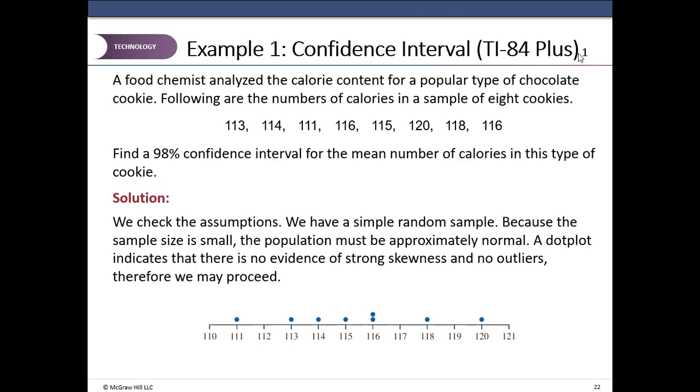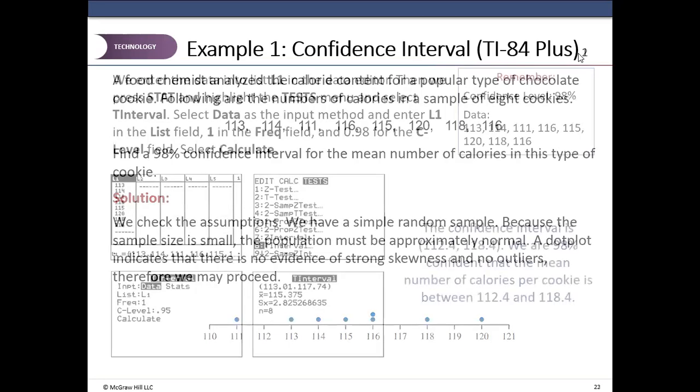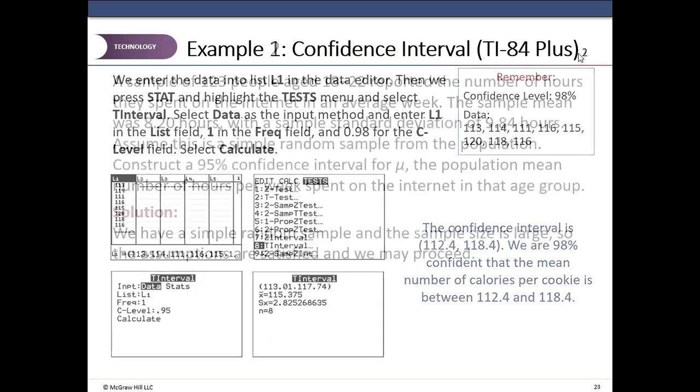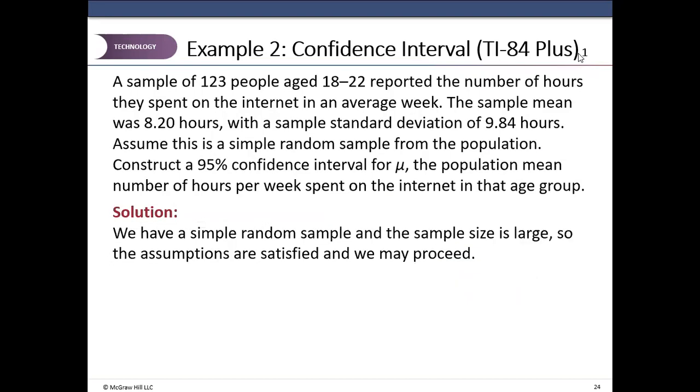So with 98% confidence, we can state that the actual population mean is between 112.38 and 118.87.